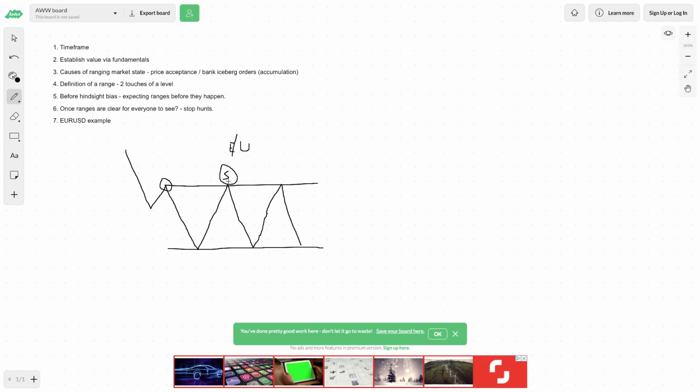So the definition of a range is two touches of a level, right? Most support and resistance traders will probably look at this as the first, or the second touch of a level. I would look at this area here as a definite interest. If this was the original supply, then I'd be looking at this level to get in first, and then this would be the second touch of a level, right? So this is how we get into ranges.